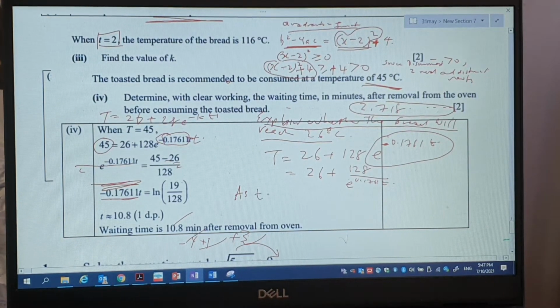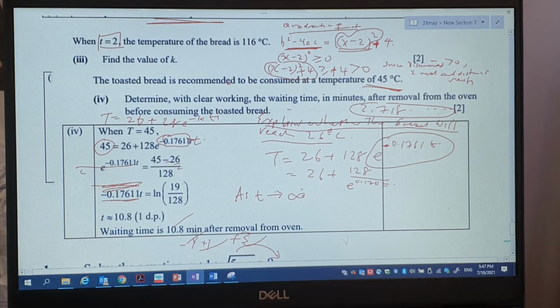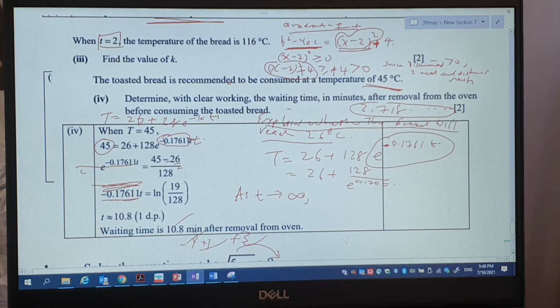To start explaining, you say as time tends to infinity, that means as time increases forever, this number, e to the power of 0.1761t, will become bigger and bigger. It approaches infinity.